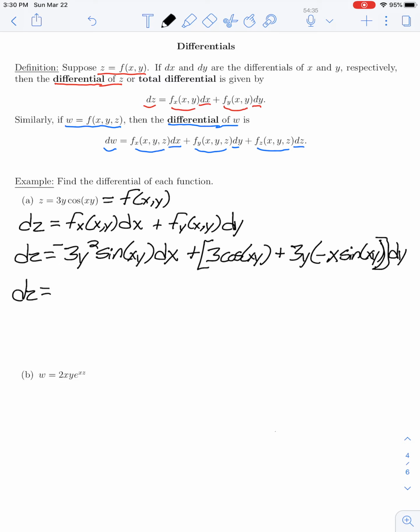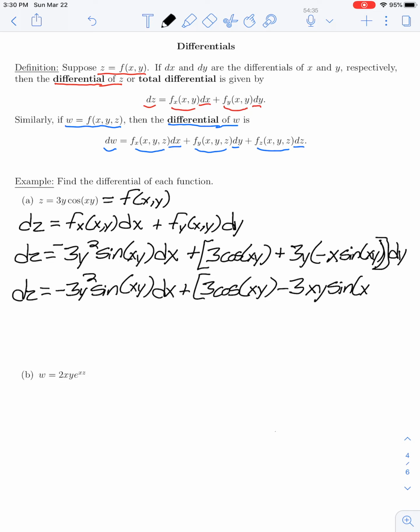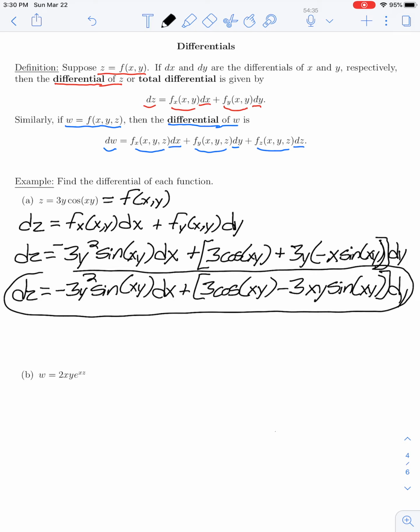So simplifying a little bit, we have dz is negative 3y squared sine of xy dx plus 3 cosine of xy minus 3xy sine of xy, all times dy. So this would be our differential, or total differential, of this quantity z.